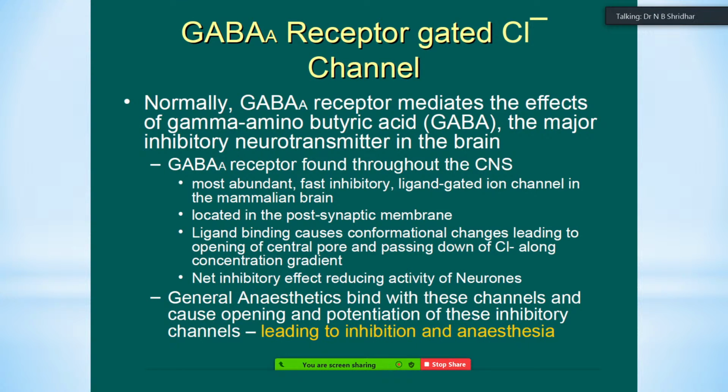So the GABA A receptor gated chloride ion channels normally mediate the effect of gamma amino butyric acid, the major inhibitory neurotransmitter in the brain. So GABA A receptors are found throughout the central nervous system. Of course, this type of receptor is present in worms, especially roundworms, and ivermectin is going to act and cause excitation of this type of receptor. So there is paralysis of the worms, whereas ivermectin is not going to cross the blood-brain barrier, hence no effect, especially on other mammals.